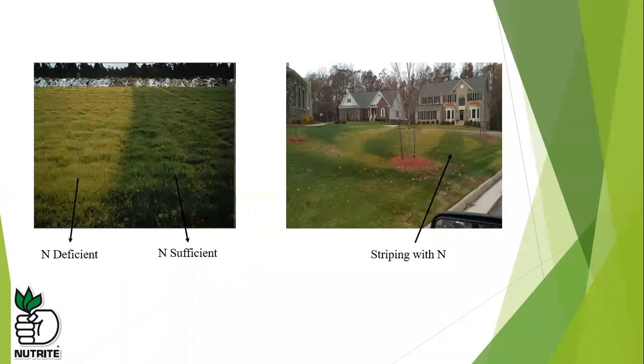Here's a couple of examples, and we've seen them all. The N deficient area on the left slide, and then the area where it has been fertilized on the right. And the slide on the right is something that we probably see every spring, where someone has gone out and applied fertilizer to an area without calibrating the spreader or its swath width. So this would show up a few weeks later.